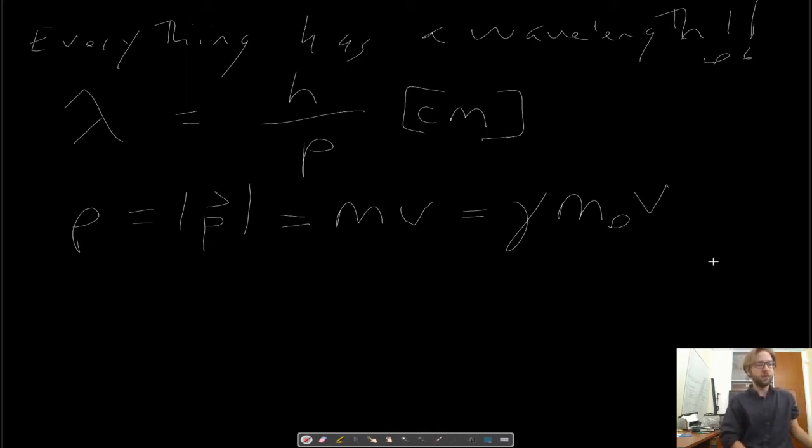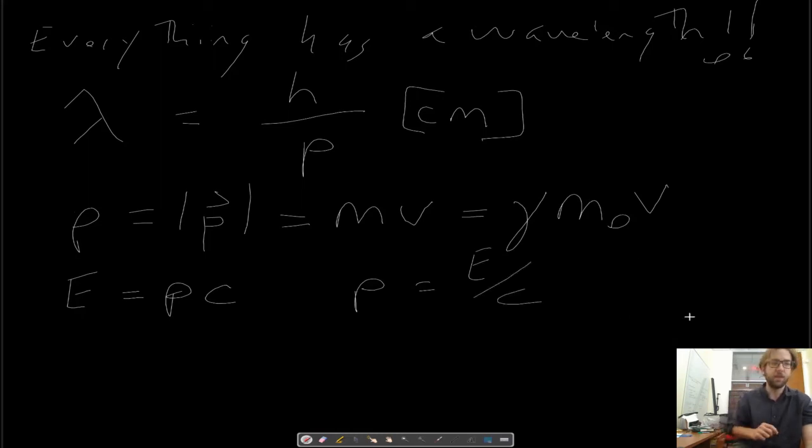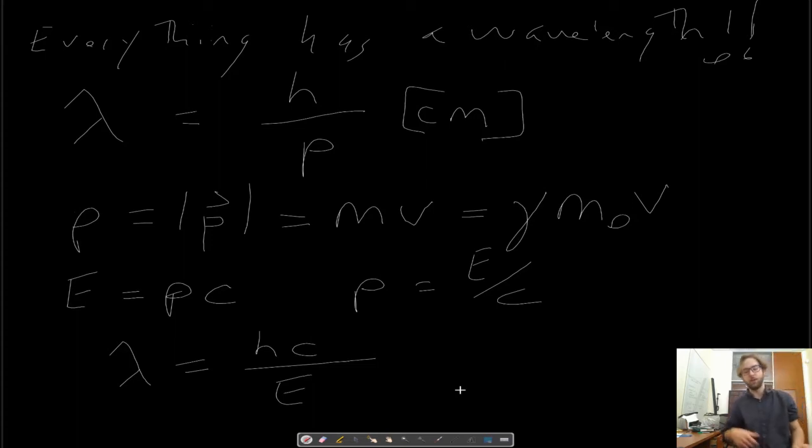But given what we know, we also know that the energy is equal to the momentum times the speed of light in general. Or said another way, the momentum is equal to the energy divided by the speed of light in a vacuum. And thus, our wavelength can be calculated as Planck's constant times the speed of light in a vacuum divided by the energy of that object. And that holds for photons as well. Also true for photons. Okay. All right.